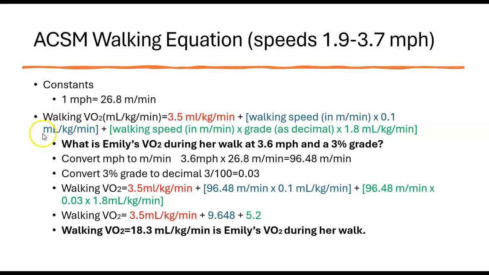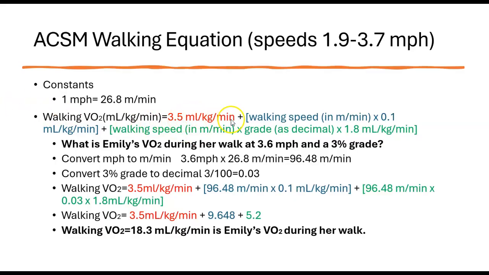You are given the walking equation from ACSM. One constant that I do want to let you know is that 1 mile per hour is 26.8 meters per minute. You are going to have to use that conversion. Okay, so again, here's our walking equation. You will be given this. I don't ever expect you to memorize this, okay? Maybe in some of your other classes you will, not for me, okay?